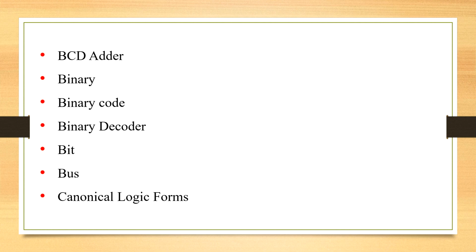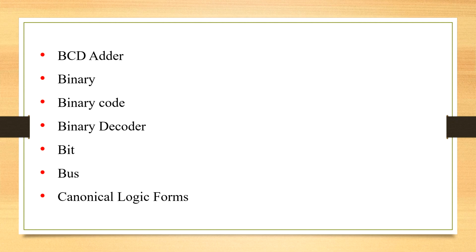Next, BCD adder. It is a circuit that adds two BCD digits and provides a sum digit also in BCD. Next one, binary. The numbers having a base of 2 are called binary numbers. Next, binary code. The digital data is represented, stored and transmitted as groups of binary digits. The group of bits is also known as binary code.